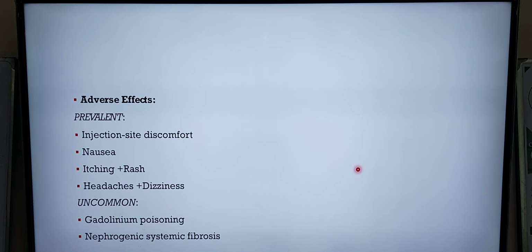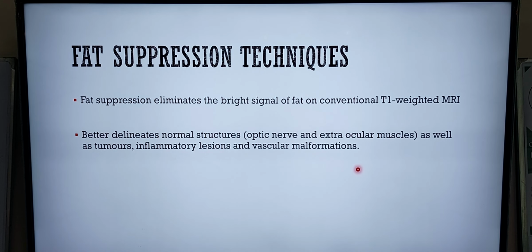and nephrogenic systemic fibrosis. Fat suppression techniques eliminate the bright signal of fat on conventional T1 weighted MRI and they enhance the other structures that are visible on the T1 weighted MRI. So fat is suppressed and the other structures are enhanced. It better delineates normal structures like optic nerve and the extraocular muscles, as well as tumors, inflammatory lesions, and vascular malformations.